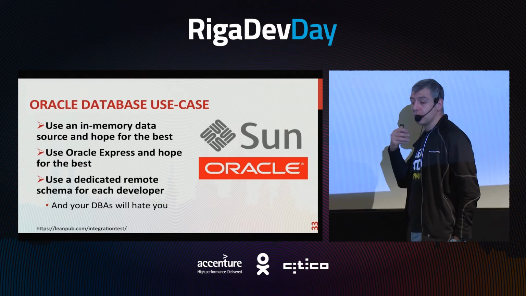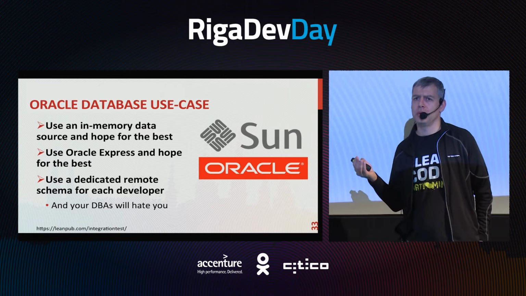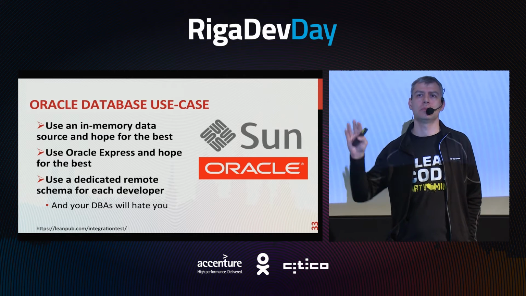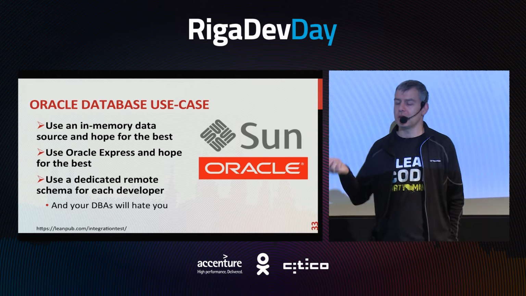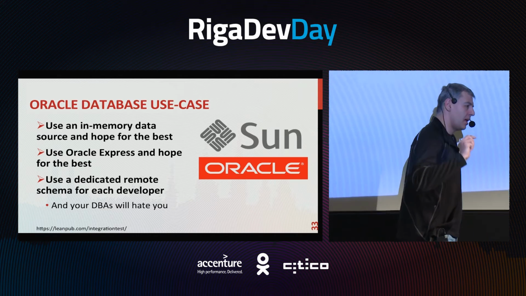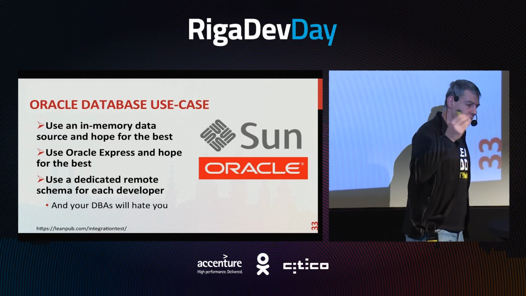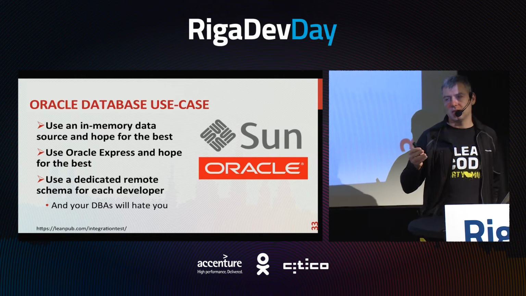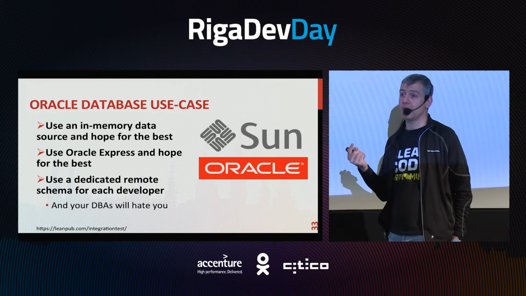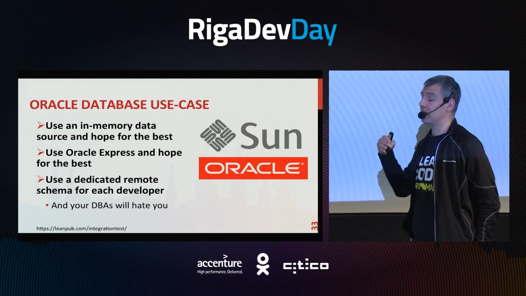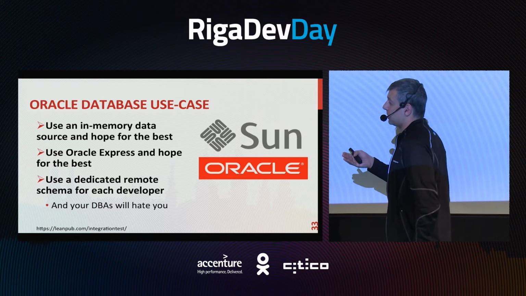So for example, if we take the Oracle database, who uses Oracle in production? Not so many people anymore. Right, that's good. That might change. Anyway, taking this use case as an example, you can use Oracle Express that you have to install on the machine, so either your own machine or the continuous integration server.